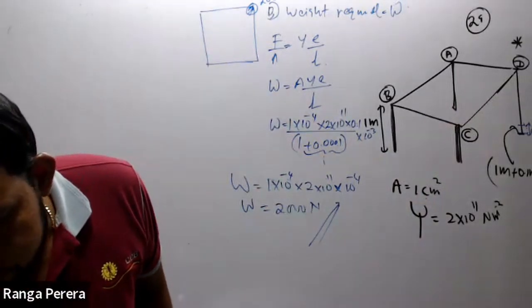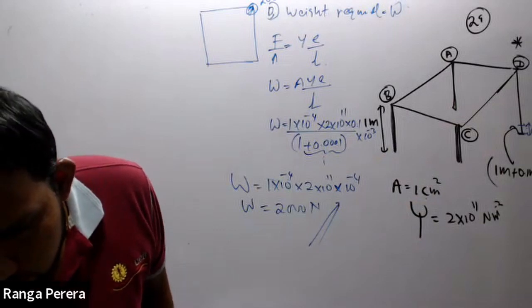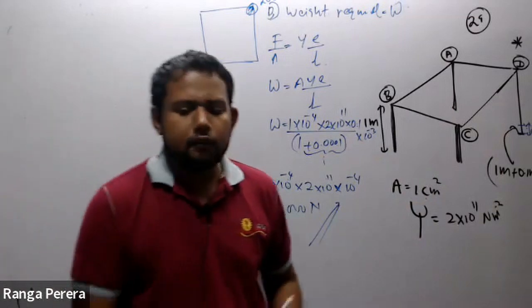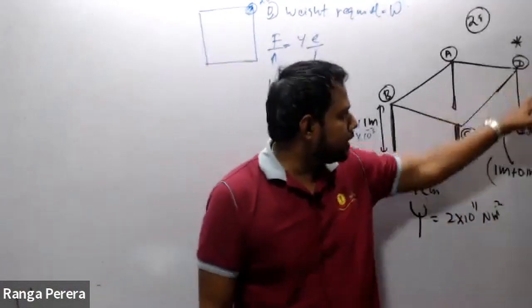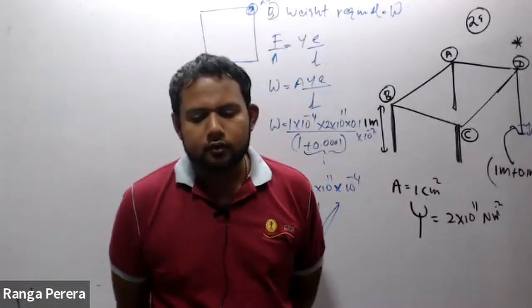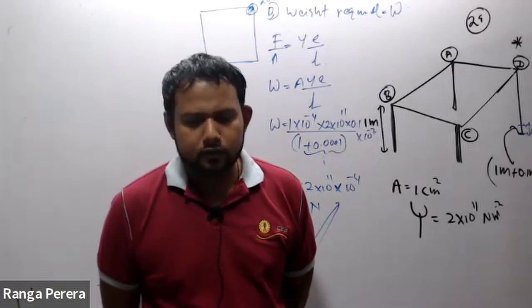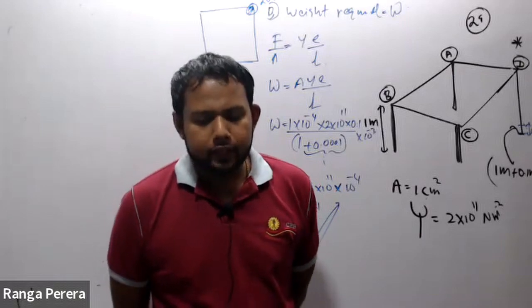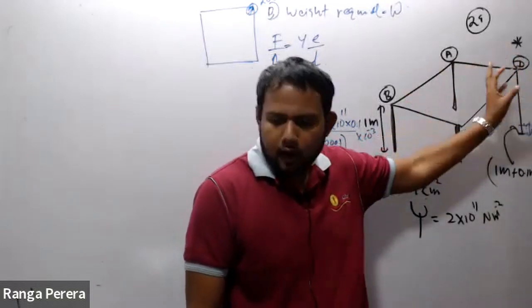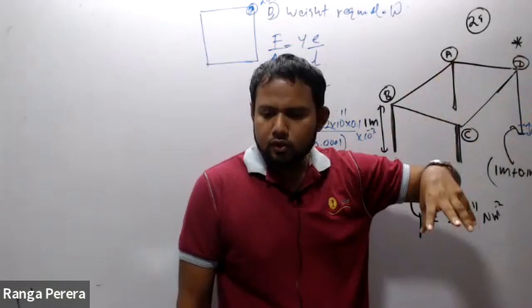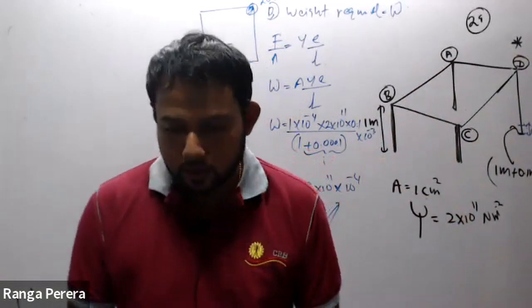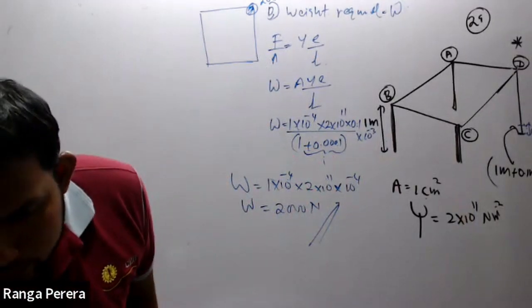Is it clear for you? What is the length of this leg? It is not 1. All the other 3 are 1, but here it is not 1. It is 1 plus 0.001 meter. Clear?